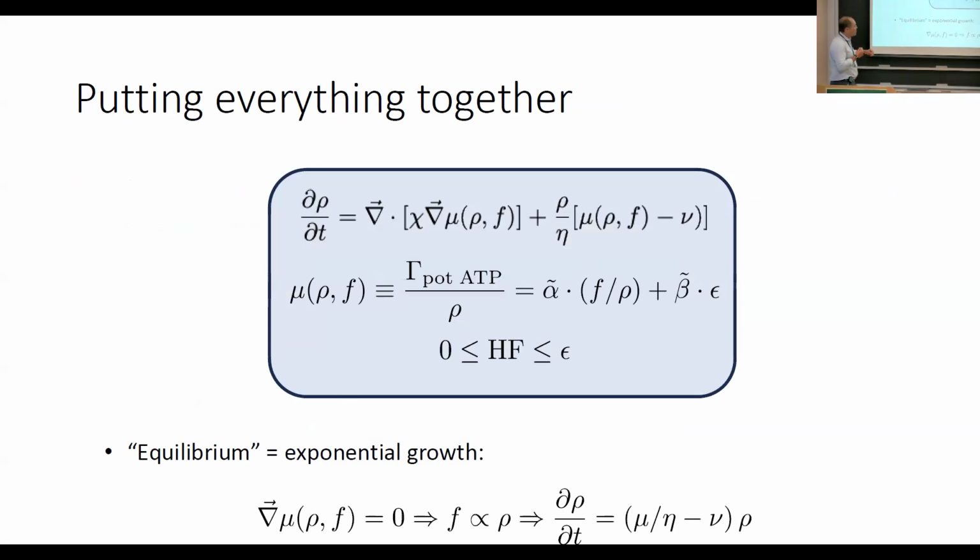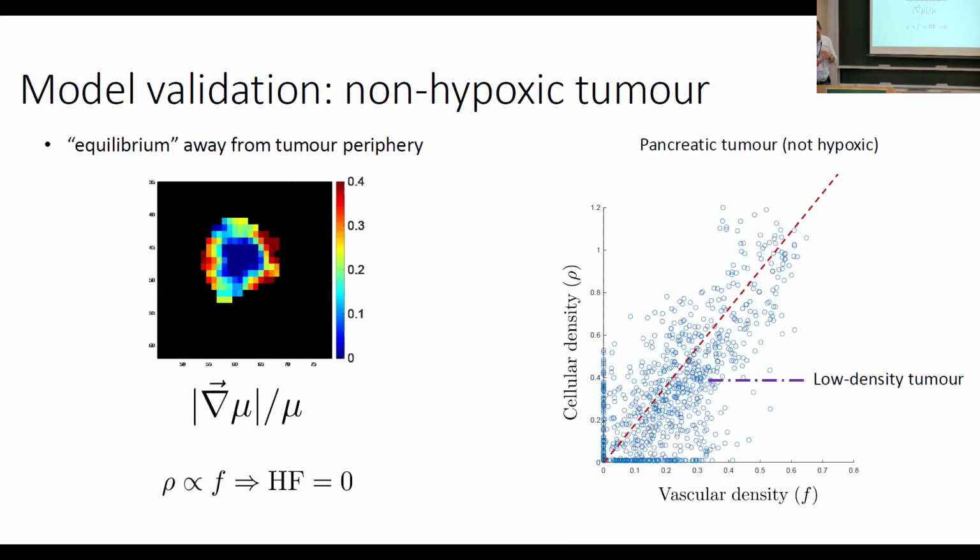I will just point out one thing very briefly. If you're in equilibrium, which I define via mu, a kind of potential ATP influx term, and that is proportional to the vascular volume fraction, then you recover exponential growth. So in this model, the tumor is striving to achieve equilibrium, which is actually exponential growth. It always fails to do that.